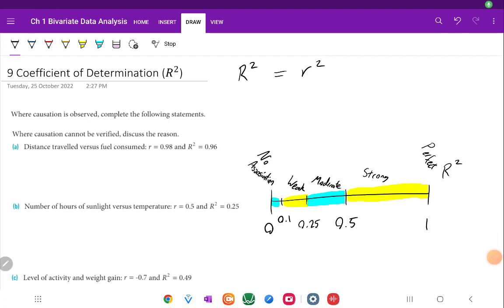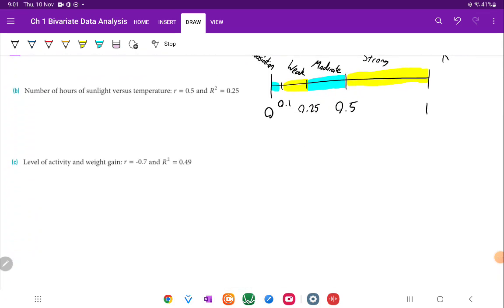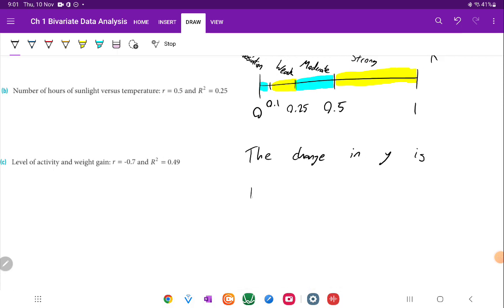Alright, but there's another way that we can use this r squared value. We can use it like a percentage, to sort of explain. I'll give you the sentence structure. The change in y, our y variable, is r squared as a percentage, due to a change in x, our explanatory variable. So the change in y is r squared percent due to a change in x.